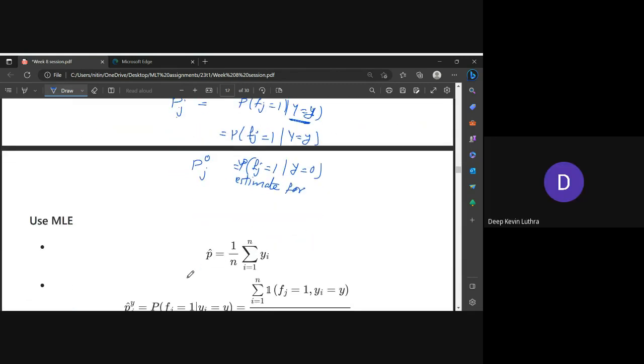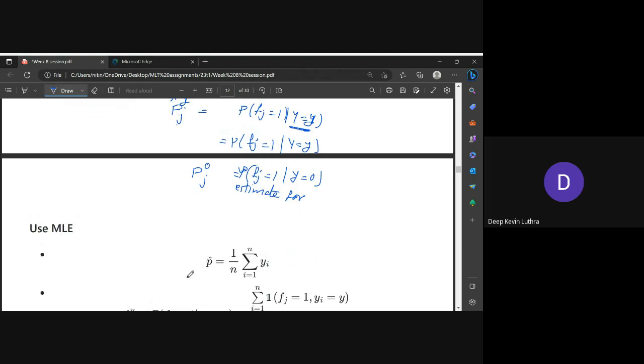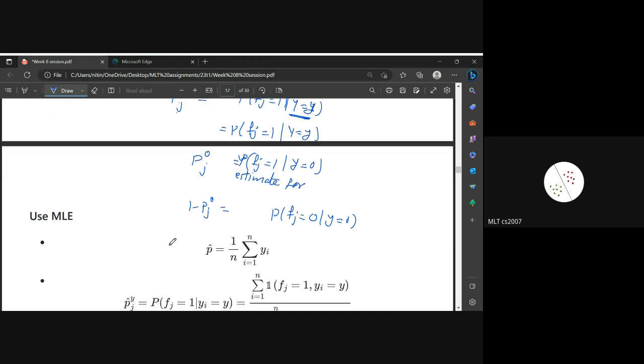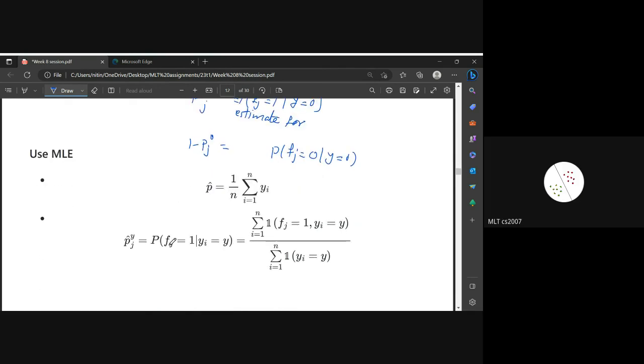Student: Sir, and then for this, the complement would be? The complement will be 1 minus p 0 j. So this will be the estimate for the jth feature taking value 0, f j equal to 0, given y equal to 0, because we are always assuming these features take only two values, right? Yes, sir.